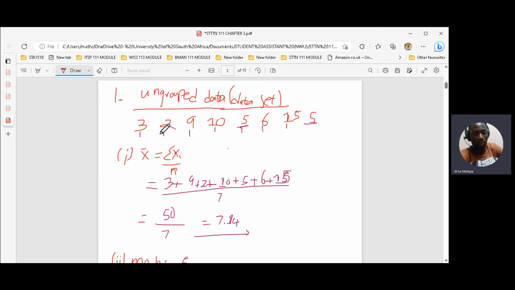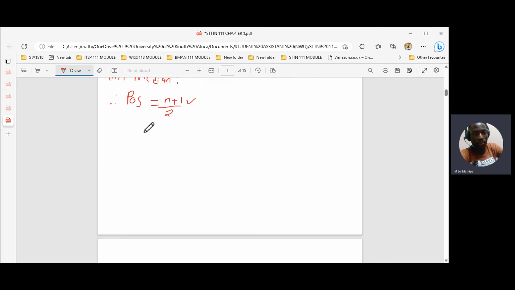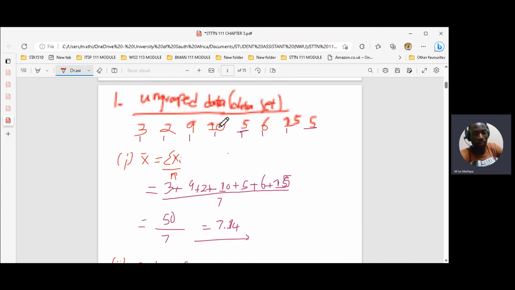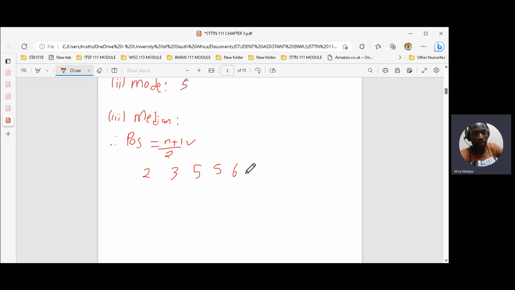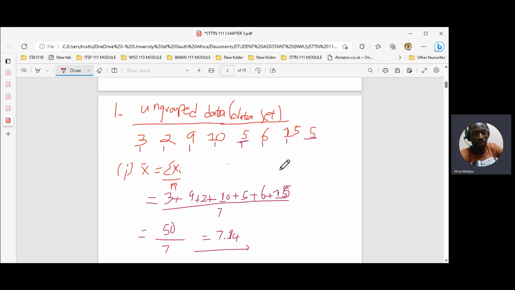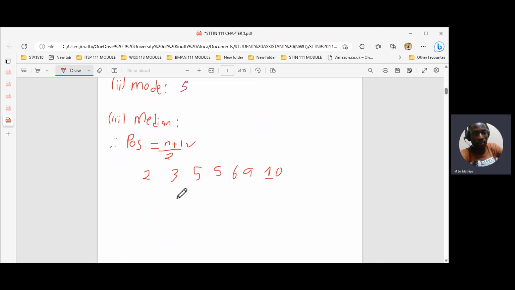We start with 2, followed by 3, and then we have 5, and then 5. Let's check if we have 6. Okay, we have 6, and then 9, and then 10. And then what else? We have 15. Let me count: 1, 2, 3, 4, 5, 6, 7, 8.